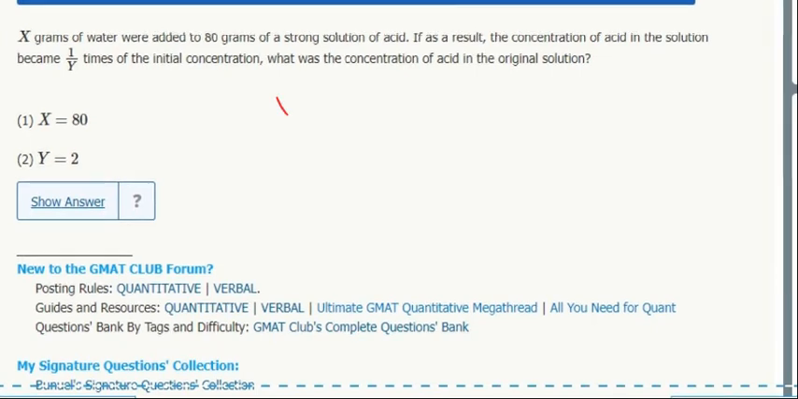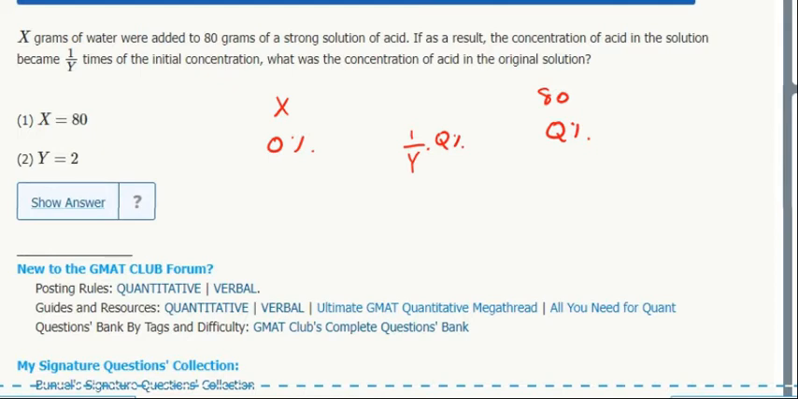So X grams of water, so that's like 0% acid, and 80 grams of some percent acid. The result is 1/y times the Q percent, the initial concentration, because that's the concentration that the 80 grams had, which we don't know. We add some water to that to get 1/y times the initial concentration. Okay, so we want to know what Q is.